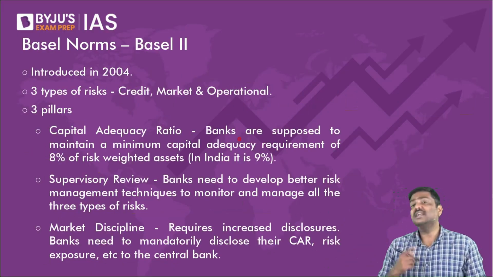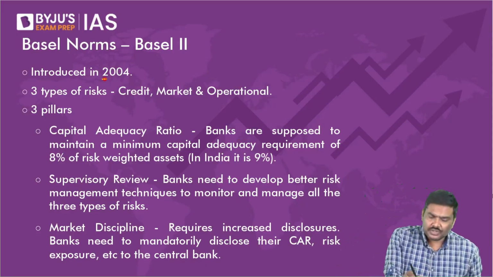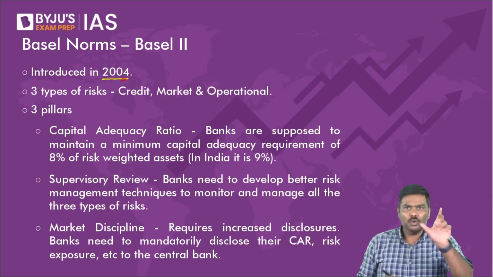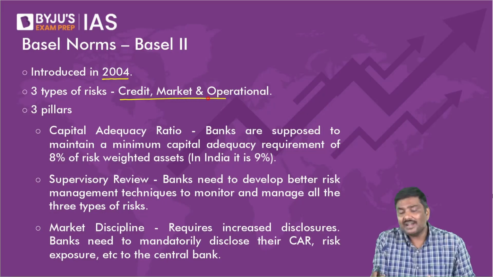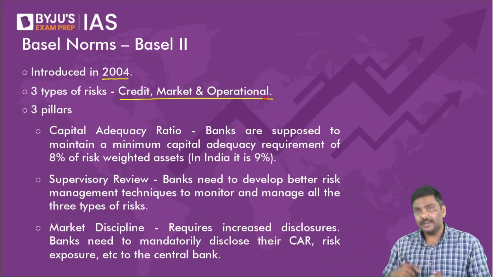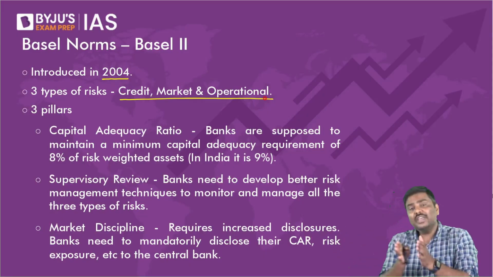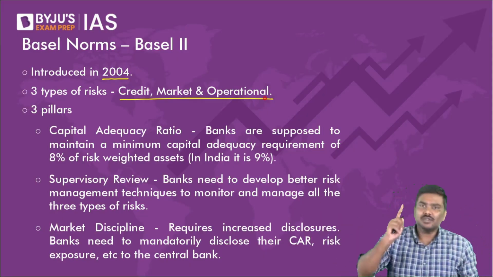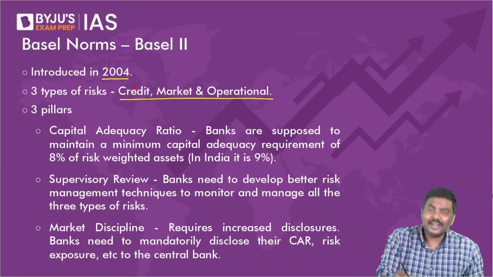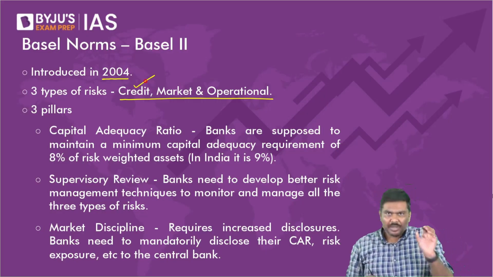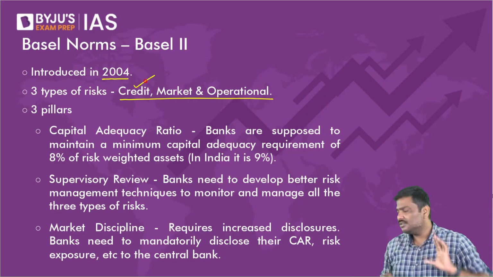Now come to Basel 2. Basel 2 was introduced in 2004. From having only one type of risk, under Basel 2 we now have 3 types of risk. One is called market, second is operational, third is credit risk. Now, because of all the 3 types of risks, can the bank face losses?